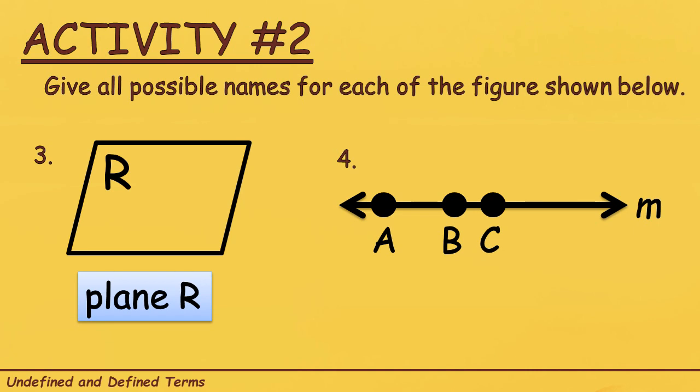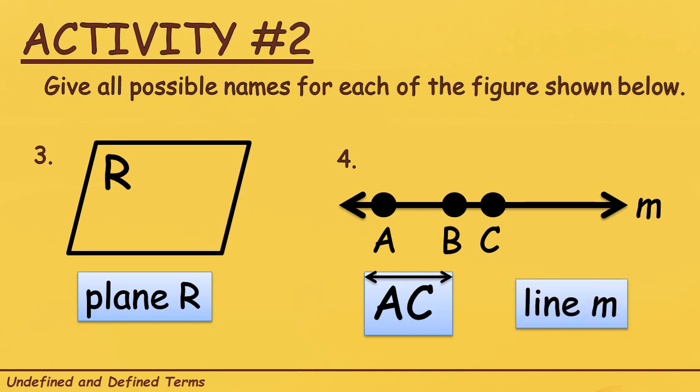Okay, I'm going to give you 2 possible answers for this number 4. Pwedeng ang sagot natin ay line AC. Ito yung line AC, dapat may symbol sa taas ng line. May 2 arrowhead sa magkabilang directions. Okay, next is line M. Make sure that letter M is small m because we are using small m at isahan lang ito.